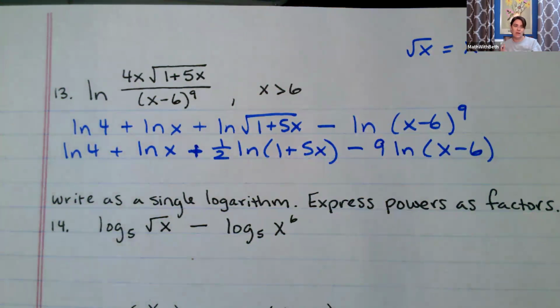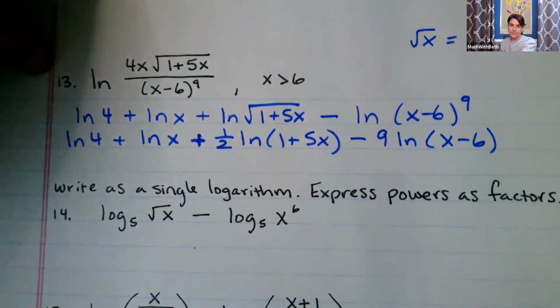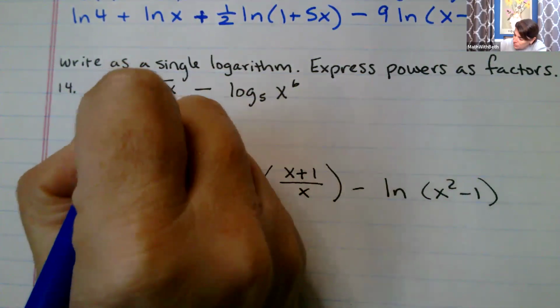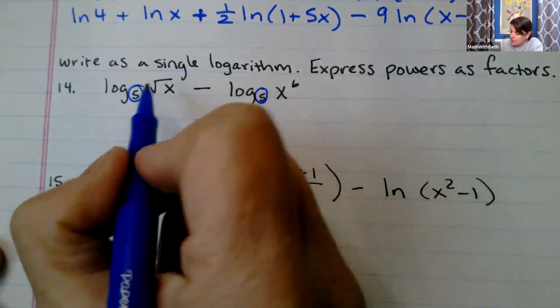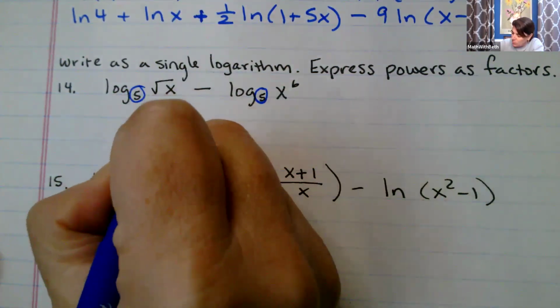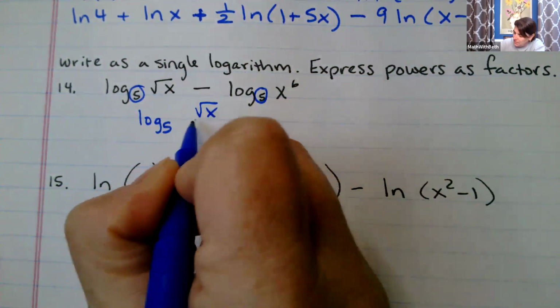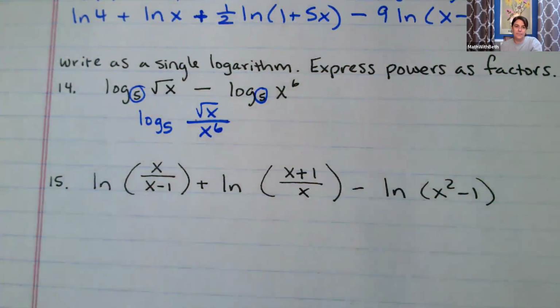Okay, so that was writing logs as a sum or difference. Now we're going to do the opposite. They're going to give us logs as a sum or difference, and now we're going to condense them into one log by basically using multiplication and division. Okay, so for 14, and make sure in order to do this, they have to have the same base. So because these are both log base 5, I can write it as 1 log base 5 of this first thing divided by the second thing.